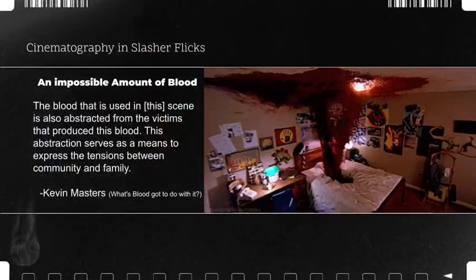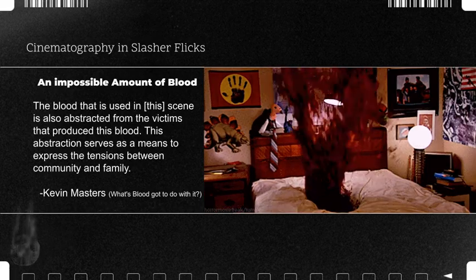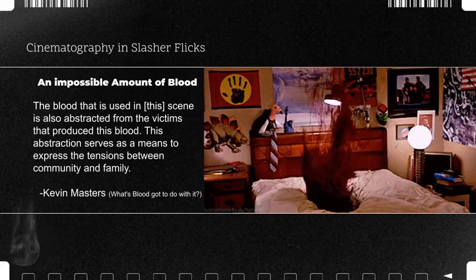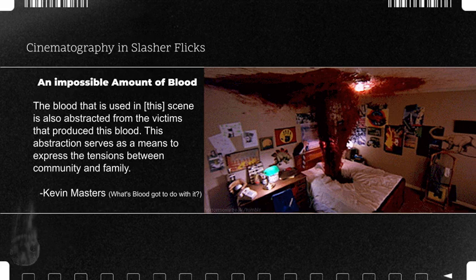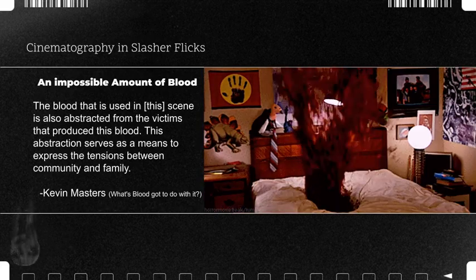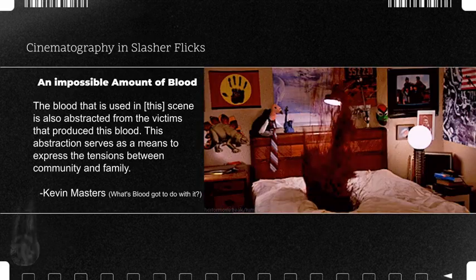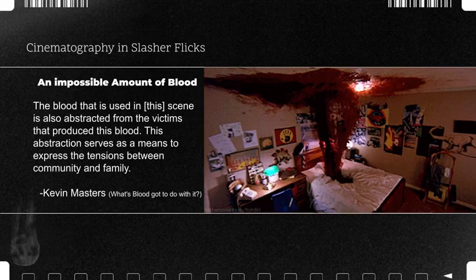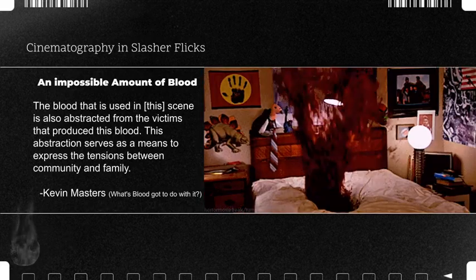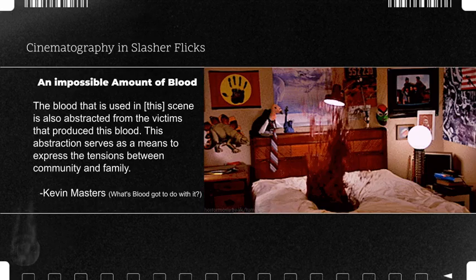Some of these slasher flicks take the amount of blood on screen to an uncomfortable level and present a humanly impossible amount. In one way, this amount of blood represents the audience's requirement in contemplating the destruction of the human body. As Kevin Masters points out, in Nightmare on Elm Street, this abstraction expresses the tension between family and community.